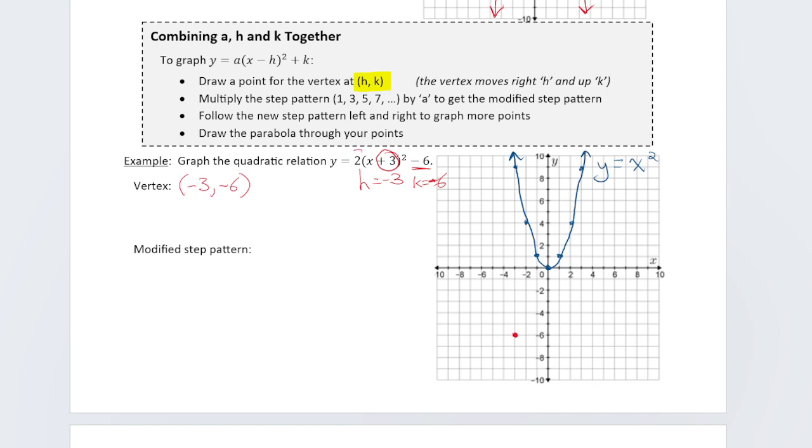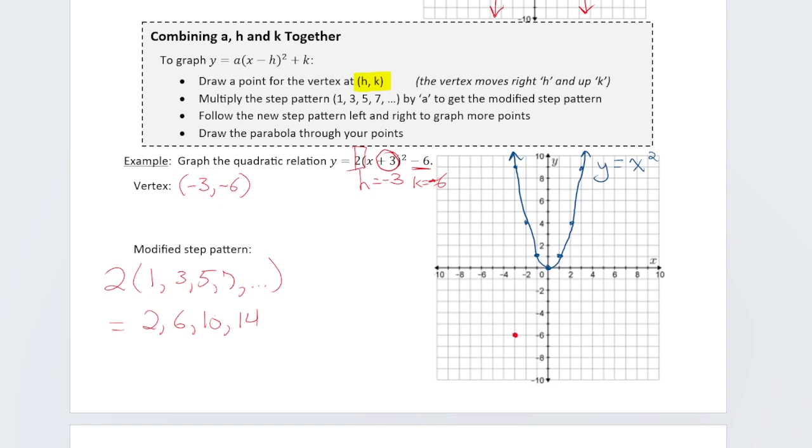Then I'll grab my a value, which is the number in front of the squared piece. So a is equal to 2. So I'm going to be multiplying my step pattern, 1, 3, 5, 7, if you want to keep going, by 2. So my new step pattern is going to be 2, 6, 10, 14 if it fits, but I don't think it will. And that's what we use.